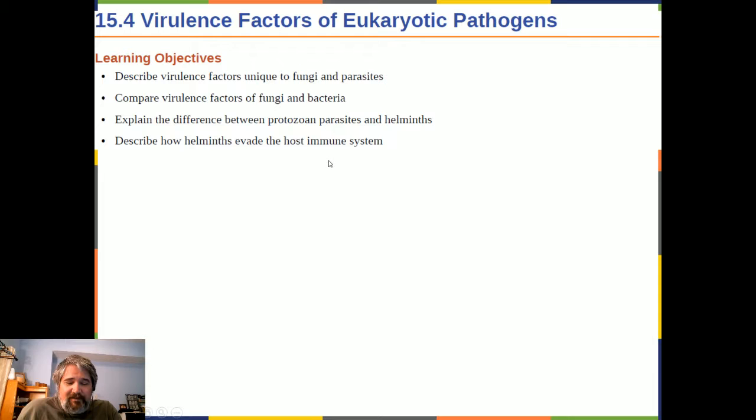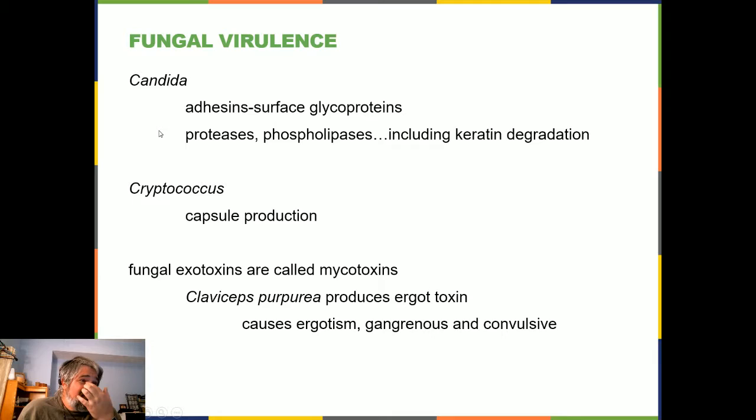So Candida has adhesins that are surface glycoproteins. They also use proteases and phospholipases, and they're able to degrade keratin. Cryptococcus produces a capsule. Fungal exotoxins are called mycotoxins, reasonably. Claviceps purpurea produces the ergotoxin, which causes ergotism. That's gangrenous and convulsive.